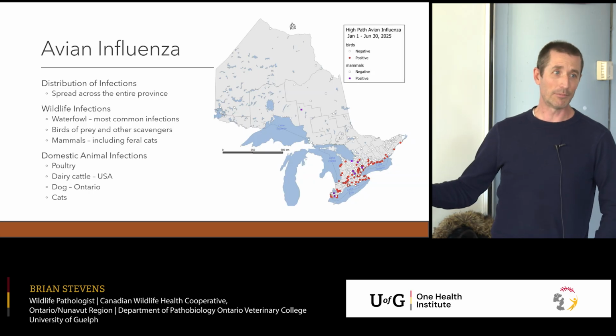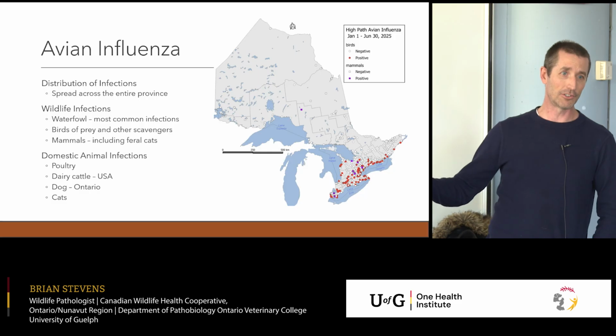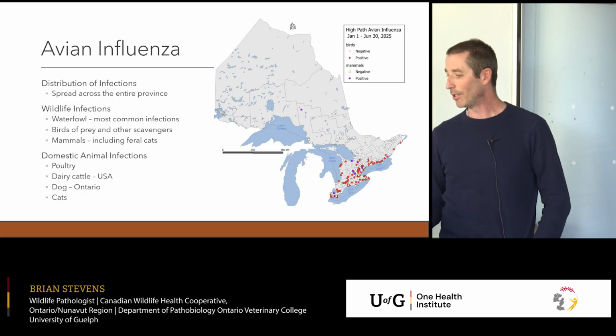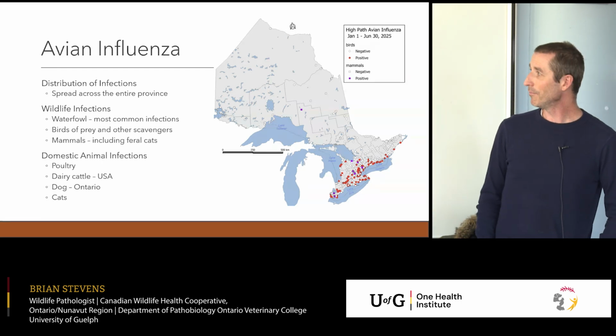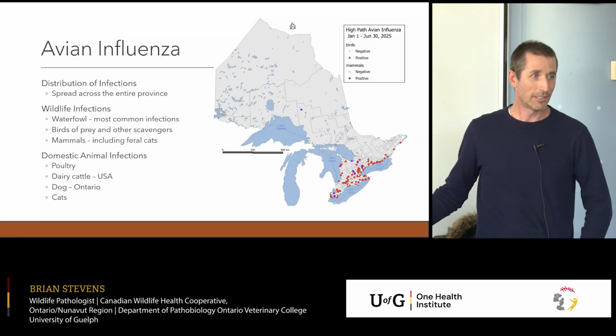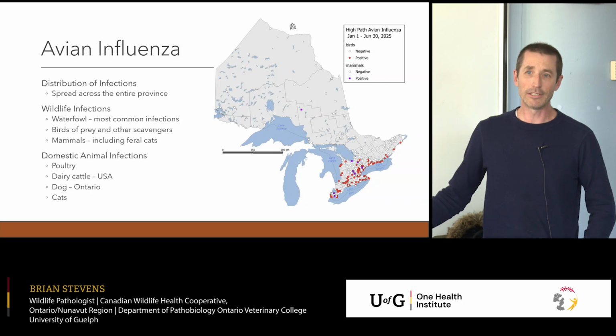And we also see it in mammals. I see it most commonly in red foxes, but we've detected it in many different species, including raccoons, opossums, feral cats as well. On the domestic animal side, obviously poultry is a big concern. We haven't seen it yet here, and hopefully we never do, but in the US they are dealing with an ongoing outbreak in dairy cattle across the US, and they are continuing to see cases pop up in different farms.